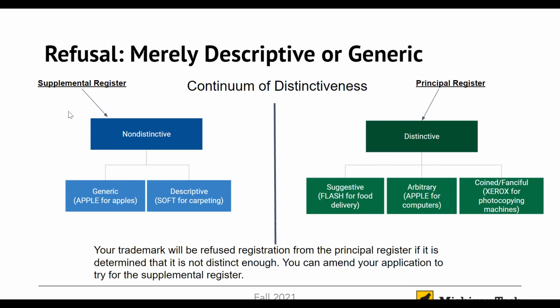Questions about that? If you have a trademark and you're like, well, maybe I can get it to the supplemental register, you always apply to the principal register. You don't apply to the supplemental, you amend your application.